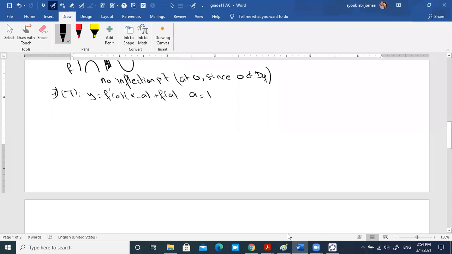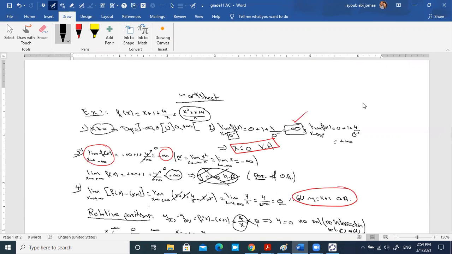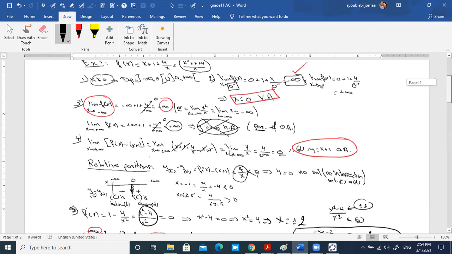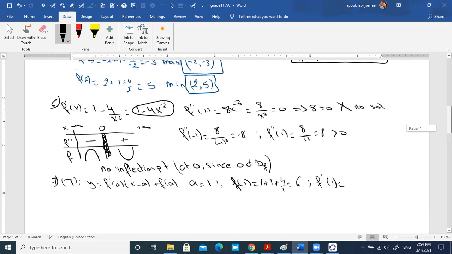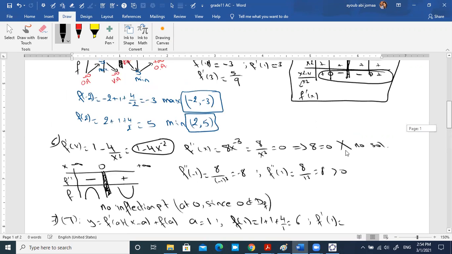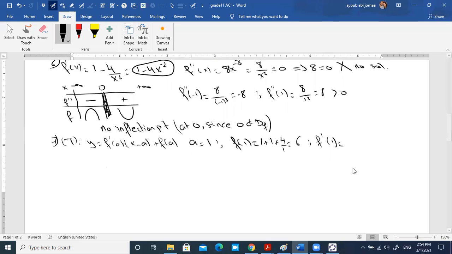So a is 1. Replace in the function 1, so f of 1 is 1 plus 1 plus 4 over 1, which is equal to 6. And f prime of 1, here is the derivative, replace x by 1. So 1 minus 4 over 1 squared, which is equal to negative 3.